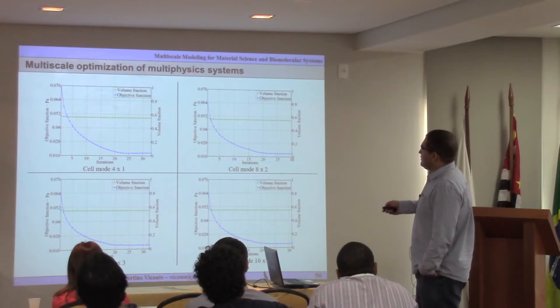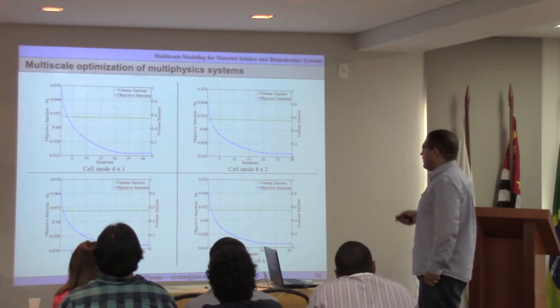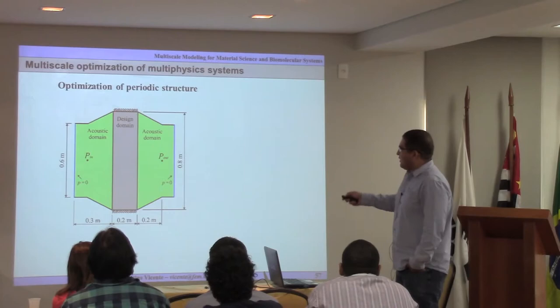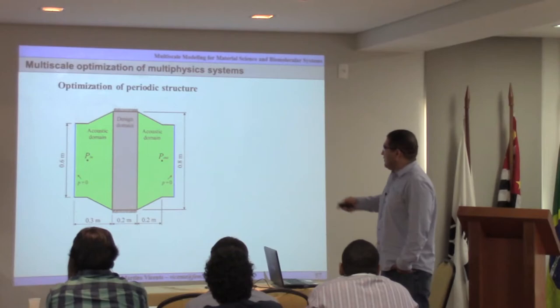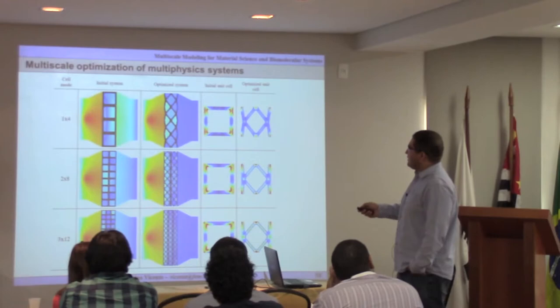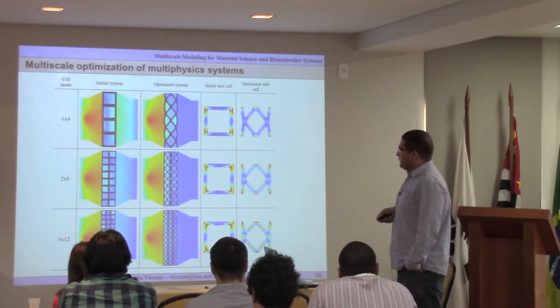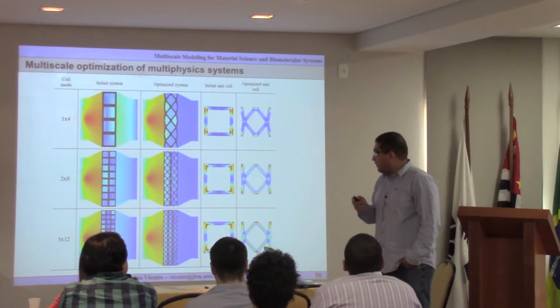You can see the convergence for four cases for different meshes of our periodic constraint. And in another case, we have a barrier here, then acoustic, I impose a sound here and want to minimize the sound in another side, in another acoustic cavity, and again I impose the periodic constraint considering 8 unit cells, 16 unit cells, and we can see that again we have the convergence of our topology.